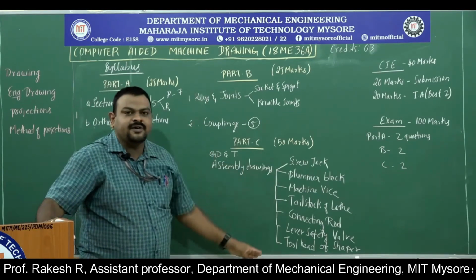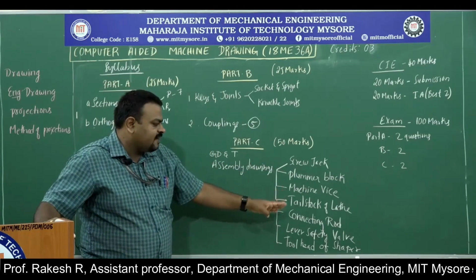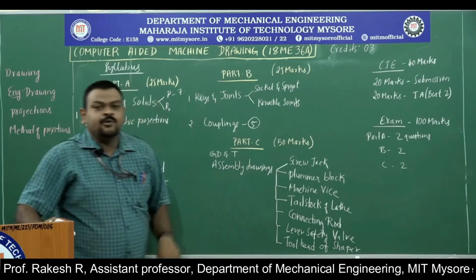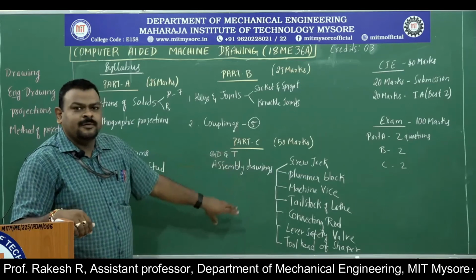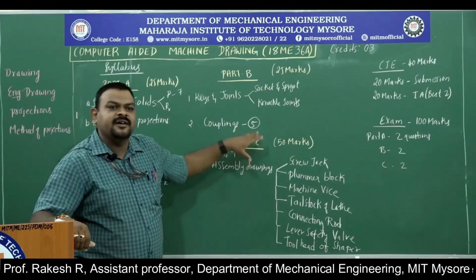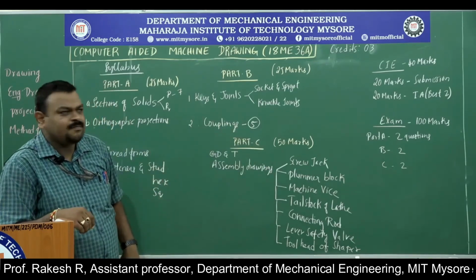There are 7 assembly drawings: screw jack, plumber block, machine vise, tail stock, connecting rod, lever safety valve and tool post of a shaper. In the exam you will get only 2 questions. One you can take as a choice. You can read 6 assembly drawings easily.